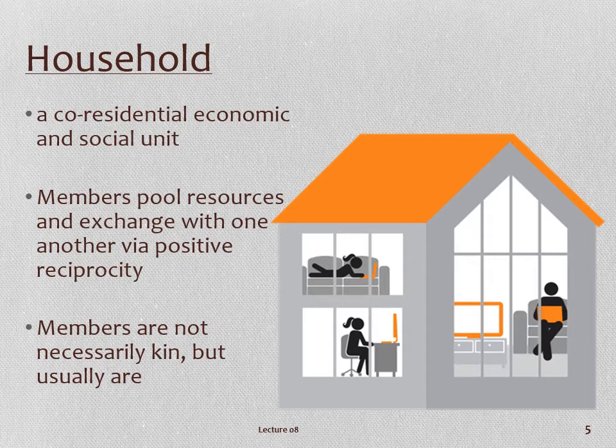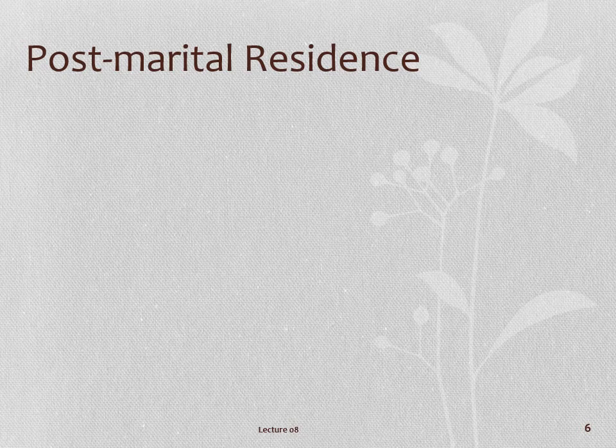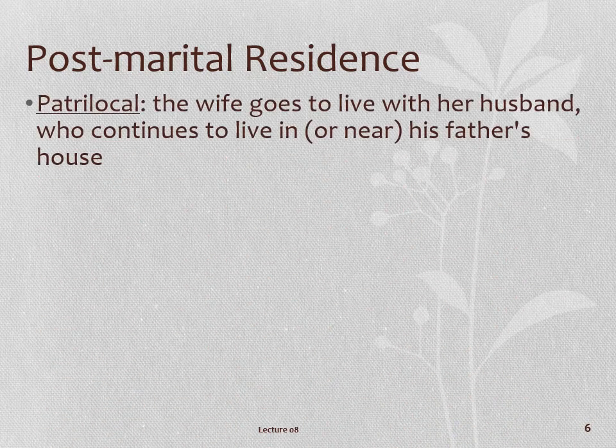The rules about how a particular household is formed are tied closely to marriage patterns, which we'll look at more closely next time. Generally, when a marriage is formed, the makeup of at least one household will change. Your book discusses 4 patterns of postmarital residence. Patrilocal, where the wife goes to live with her husband, who continues to live in or near his father's house.